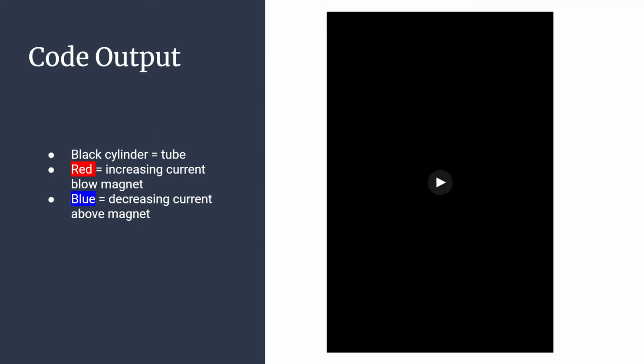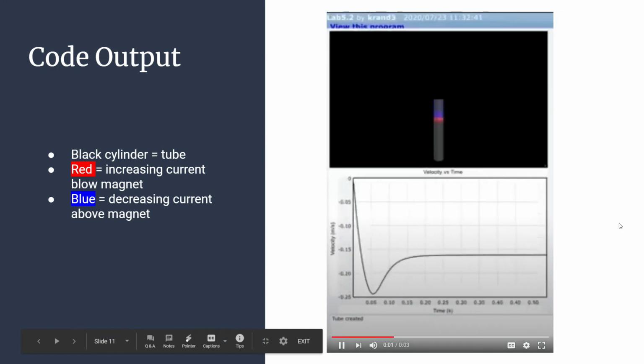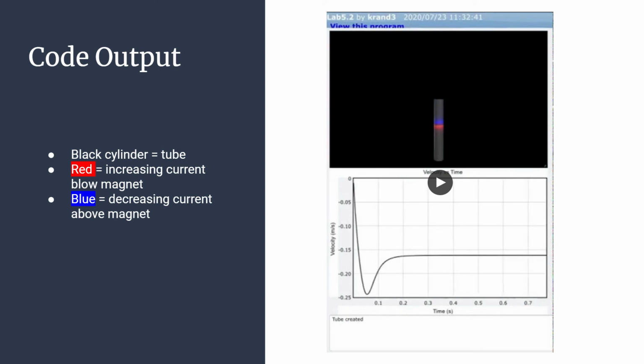Here you can see a screen recording of the simulation and creation of my graph. The cylinder represents the tube of foil, the red rings represent increasing current below the magnet, and the blue represents decreasing current above the magnet. We can see that the magnet takes 1.828 seconds to fall through the tube in the simulation.